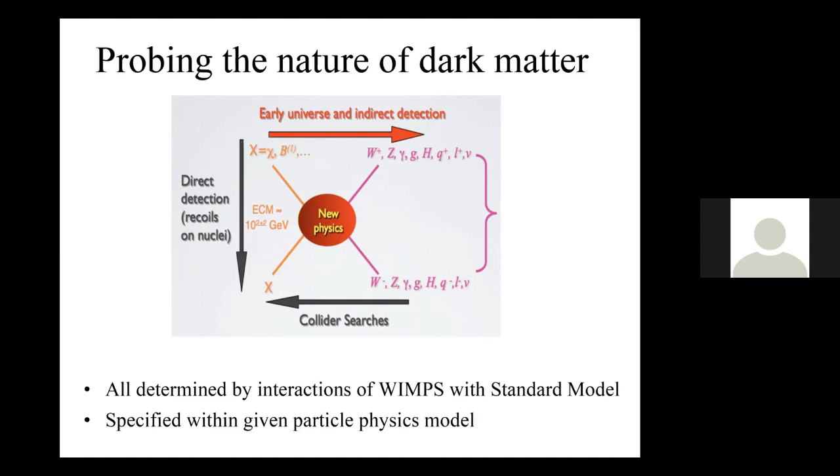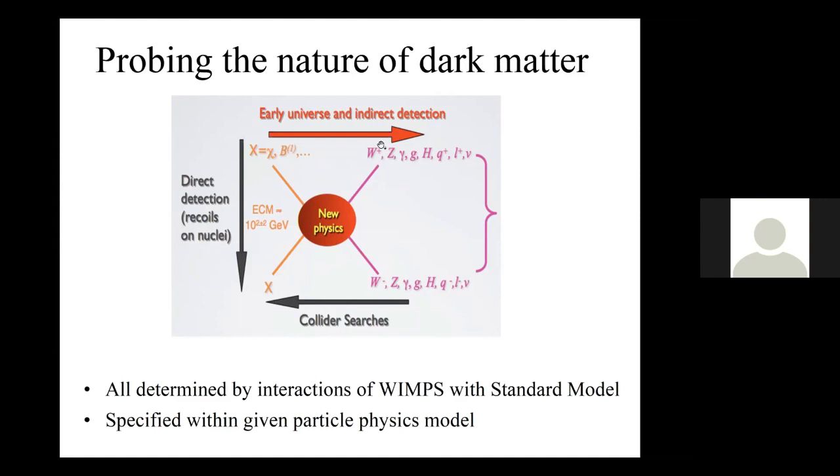Basically, all observables that we have can be determined by the interaction of the WIMPs with standard model particles, and they are specified in a given particle physics model. I just showed you that to compute the relic density, you had to compute the annihilation cross-section for WIMPs into standard model particles. Similarly, if you look at WIMP annihilation in the galaxy today, you can see indirect evidence for dark matter, because these WIMPs will annihilate into, for example, positrons, antiprotons or photons, and you can search for these. So this observable also depends on the annihilation of dark matter into the standard model.